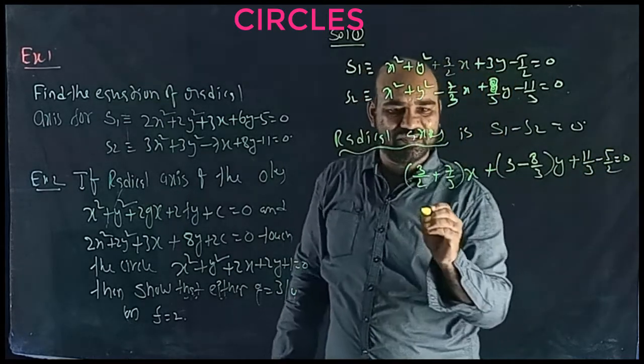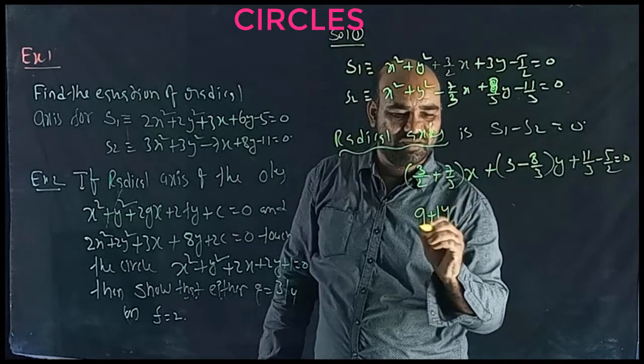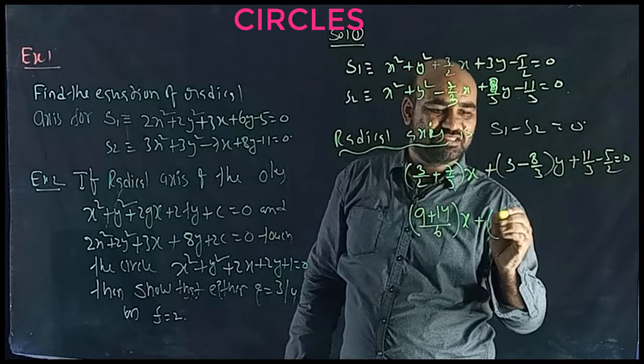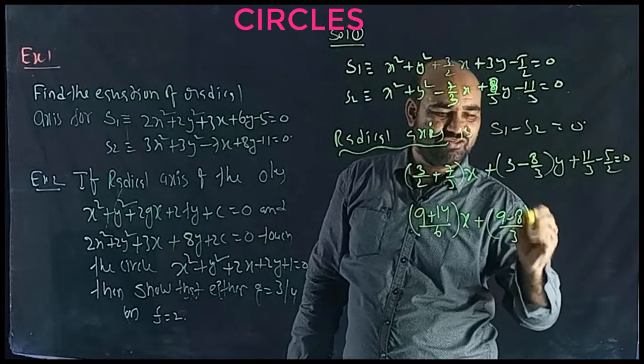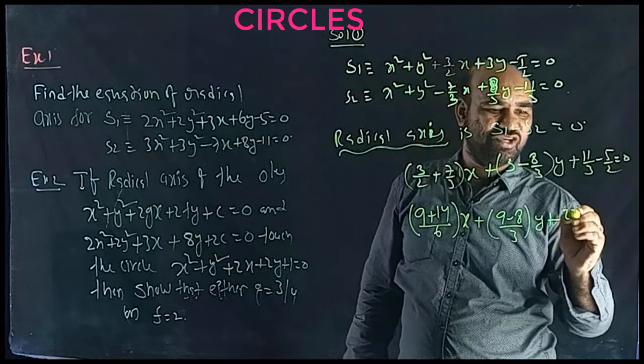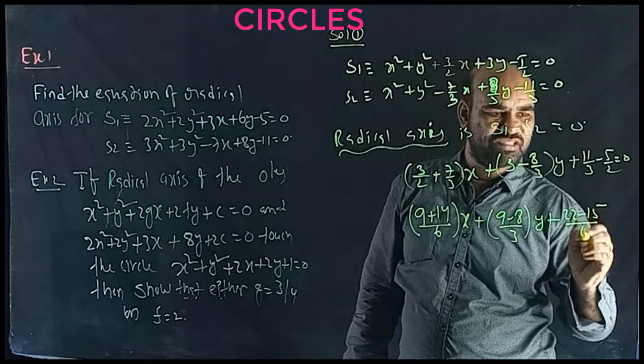Now I want to simplify. 9 plus 14 by 6 into x plus 9 minus 8 by 3 into y plus 22 minus 15 by 6 equal to 0.